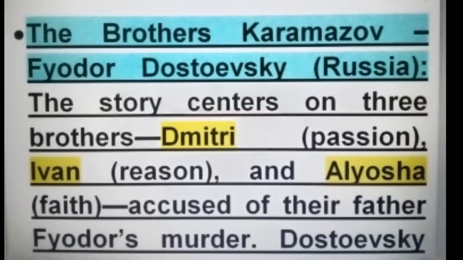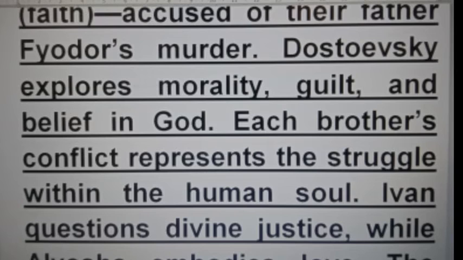The next work is from Russia, that is Fyodor Dostoevsky's work, The Brothers Karamazov. The story centers on three brothers, Dmitri, who represents passion, Ivan, who represents reason, and Alyosha, who represents faith, accused of their father Fyodor's murder.